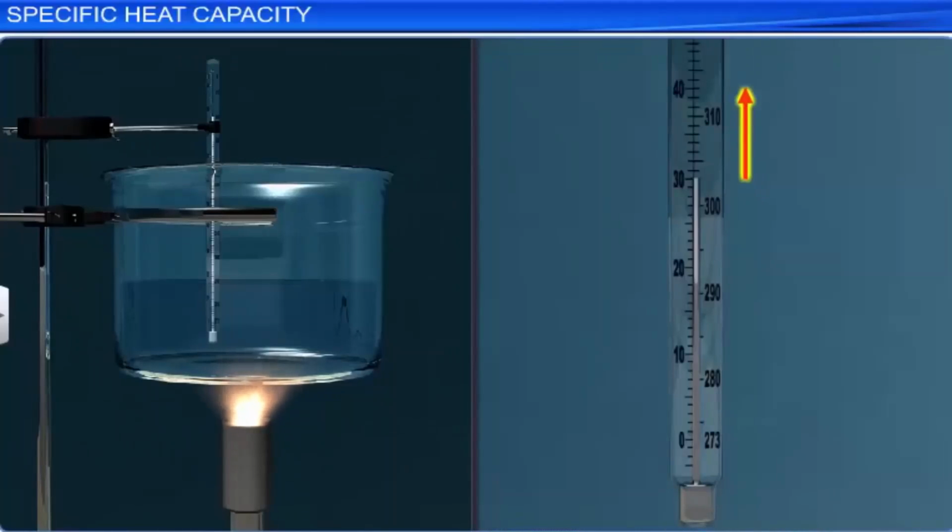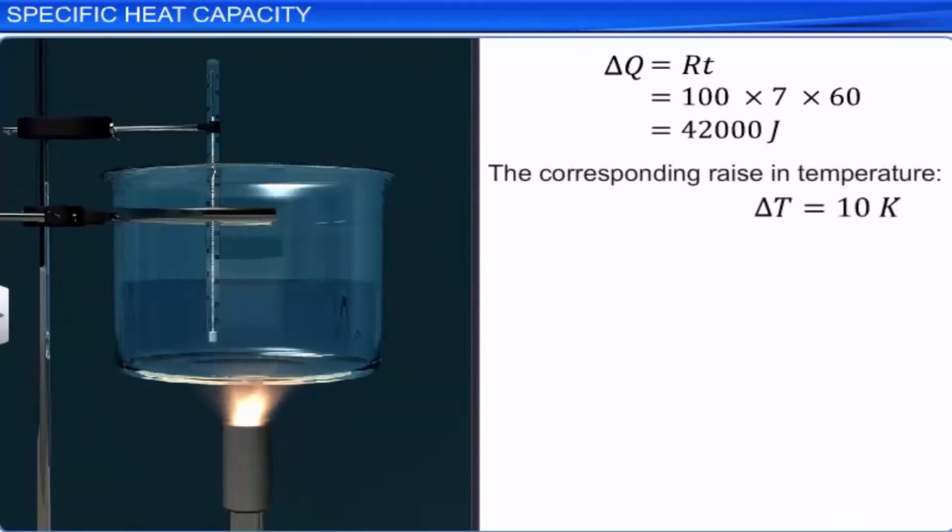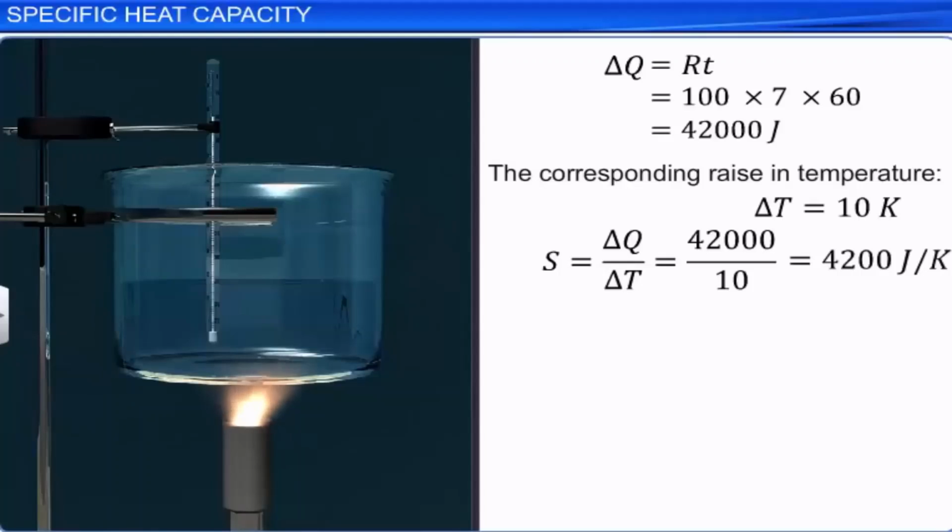In the experiment shown earlier, heat absorbed by the given quantity of water in 7 minutes can be expressed as delta Q equals RT. Substituting the values of R and T, we get delta Q equals 42,000 joules. The corresponding rise in temperature, delta T, is 10 Kelvin. Substituting the values of delta Q and delta T, the value of heat capacity S is 4,200 joules per Kelvin.